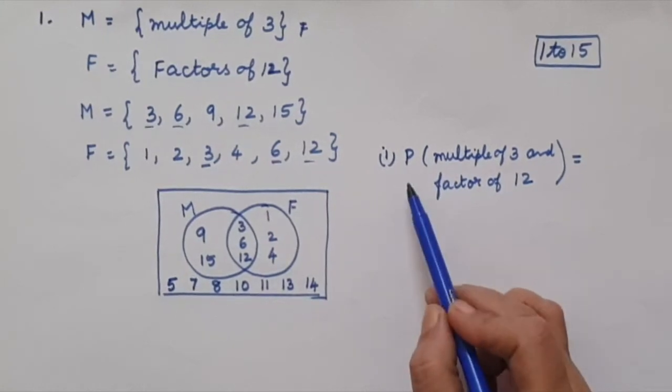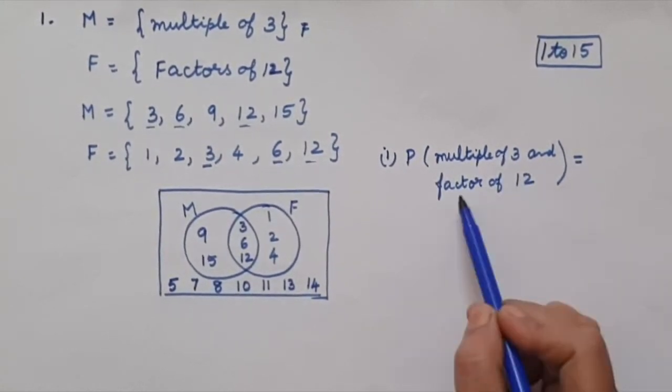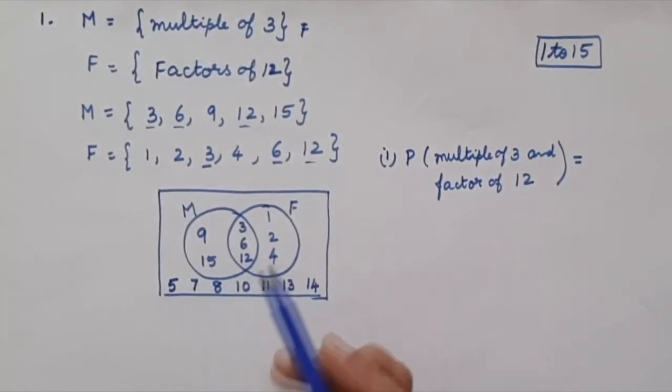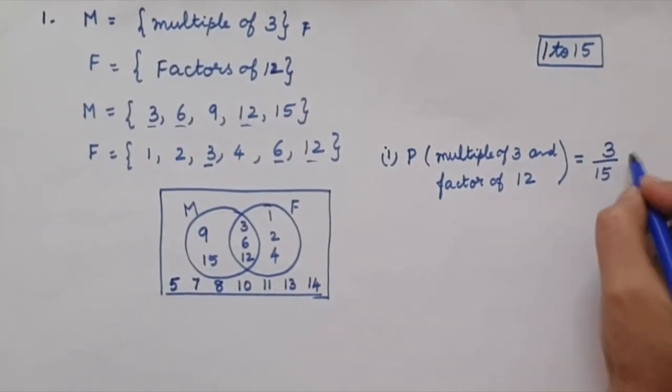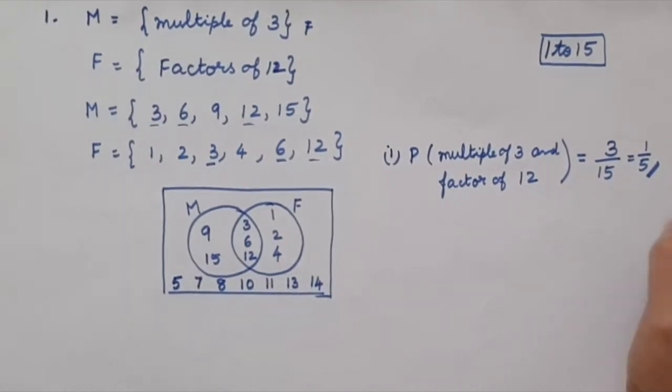First question: we need to find the probability of a multiple of 3 and a factor of 12. The numbers which are multiples of 3 and factors of 12 are 3 numbers. So it will be 3 and the total is 15. So 3 over 15, so it will be 1 over 5. Always we write the probability in its simplest form.